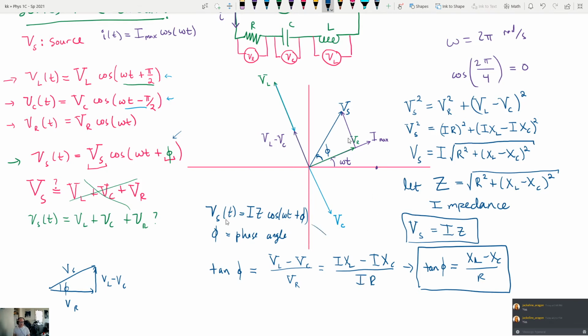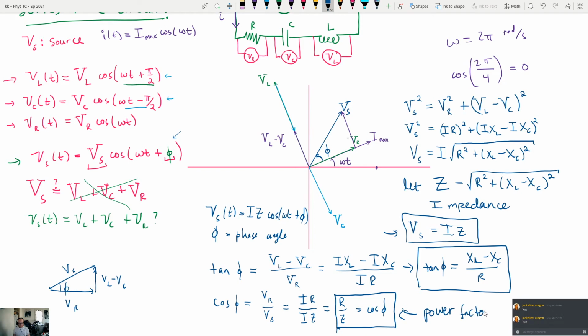Okay, what else can we say here? Well, there's another way that we can define phi. We can use a cosine or a sine, but the cosine is going to be useful. The cosine of phi in this case is going to be VR over VS. But VR is I R, and VS is I times Z, the impedance, from the equation that we just derived. So that means that cosine of phi is R over Z. This one's going to be useful because cos phi is something we're later on going to call the power factor, and you'll see why. It is going to have an effect on the output power of our circuit.